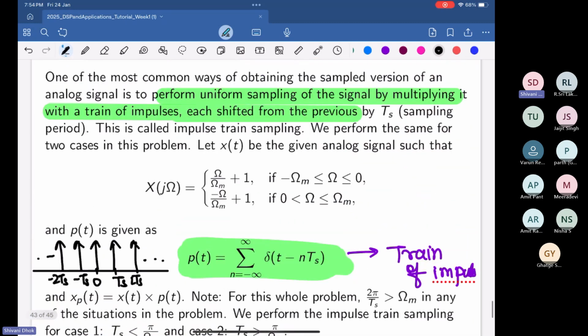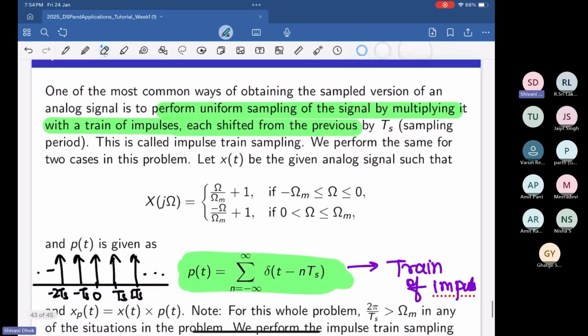Okay. So this is called impulse train sampling or uniform sampling. We perform the same for two cases in this problem, so we'll see those two cases. The first thing that is given to us is, let x of t be the given analog signal with this particular Fourier transform. This is the particular Fourier transform that is given to us.